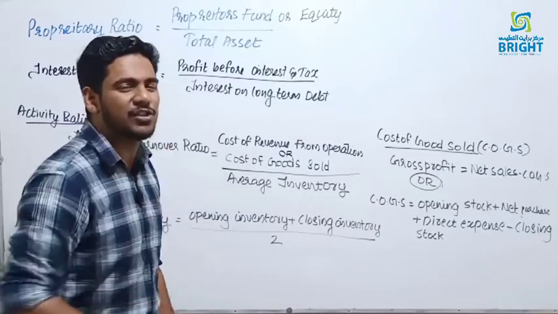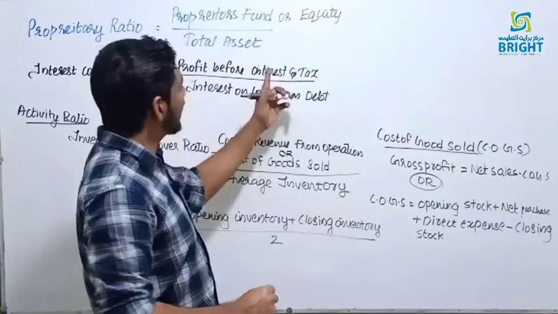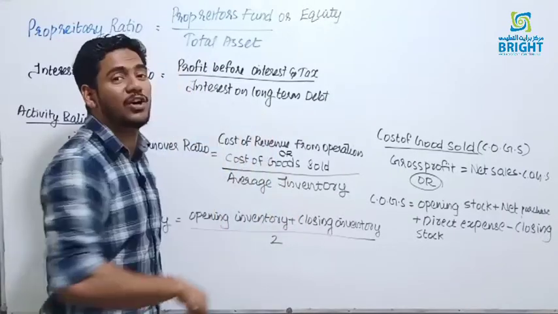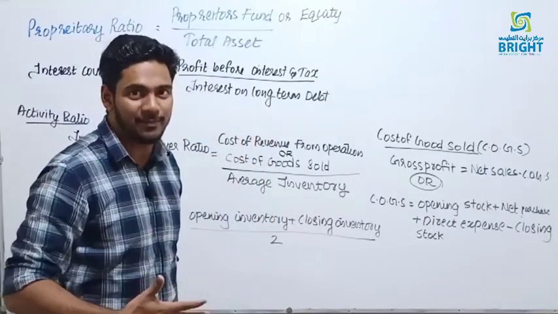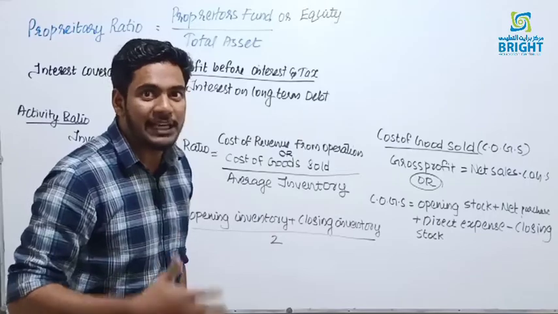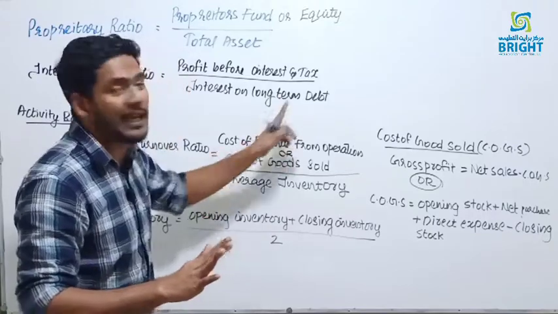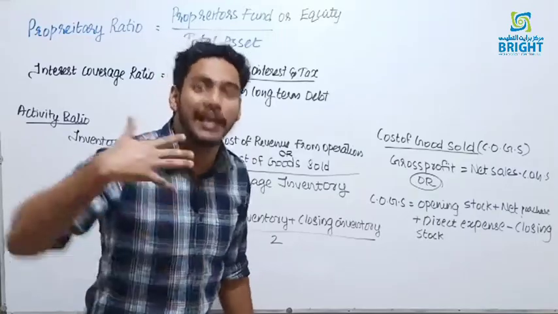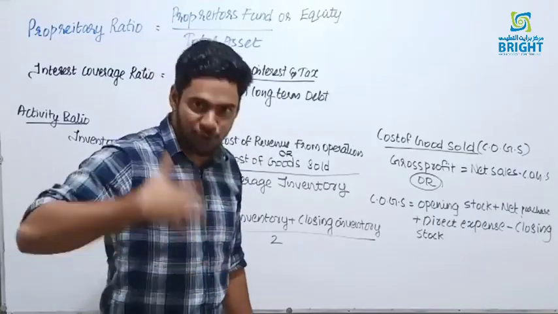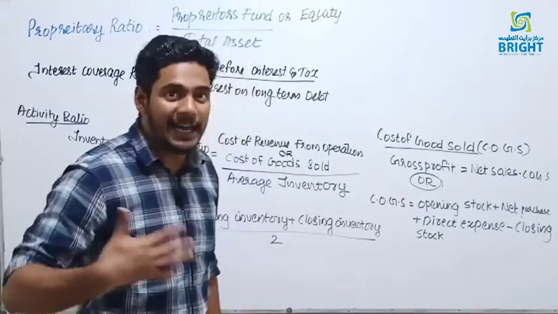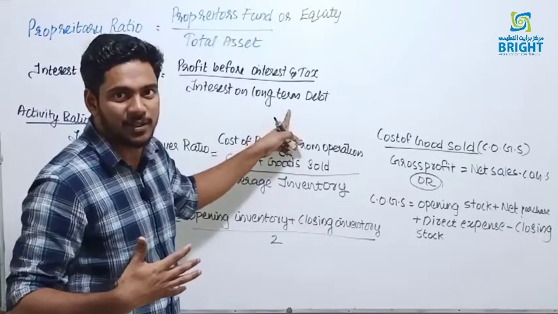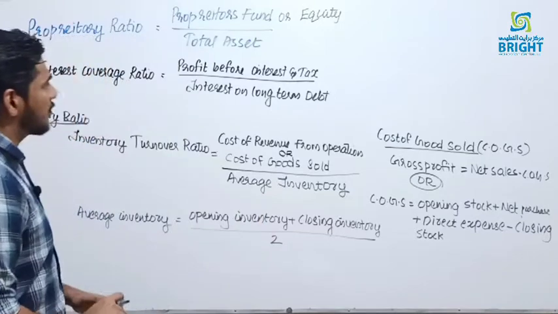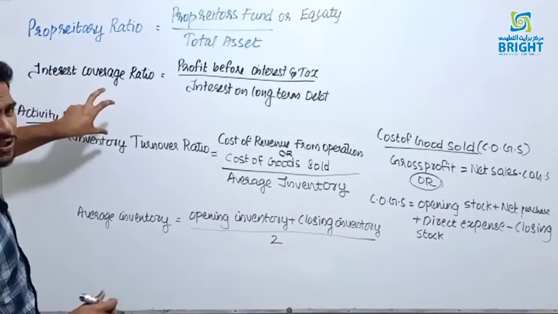What is the significance of this ratio? By using the profit, how many times can you cover the interest on long-term debt? If you have 10 rupees profit and you have to pay 2 rupees as interest, you can cover it 5 times. By using the profit, you can cover this interest 5 times. That is the significance of this ratio. So I am just winding up solvency ratio.